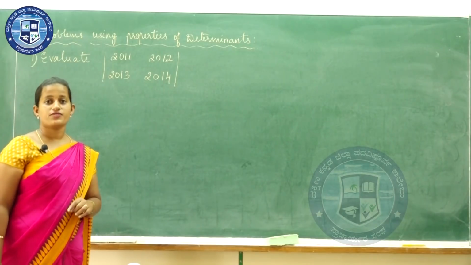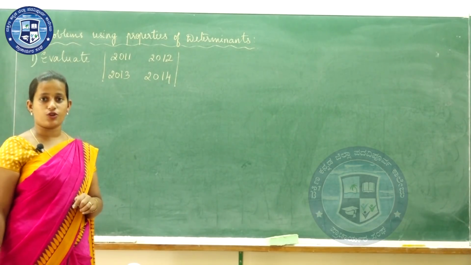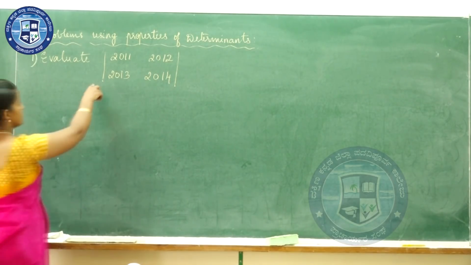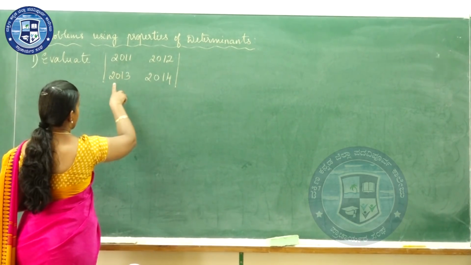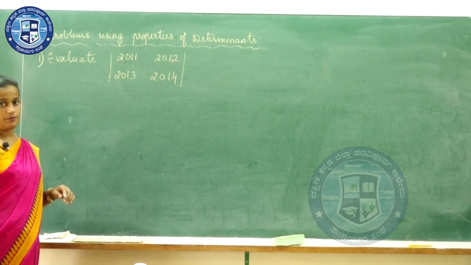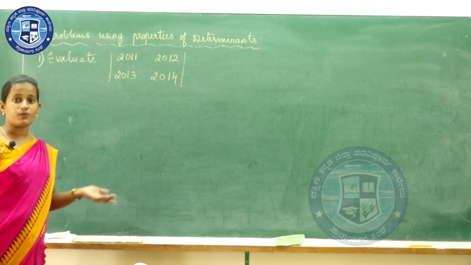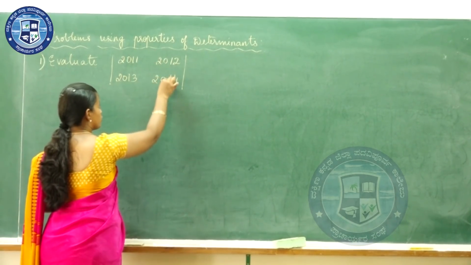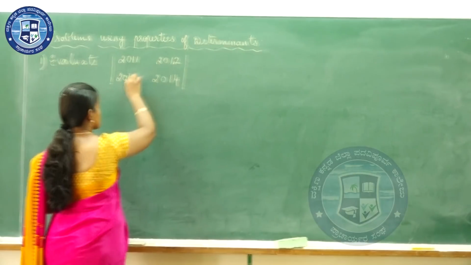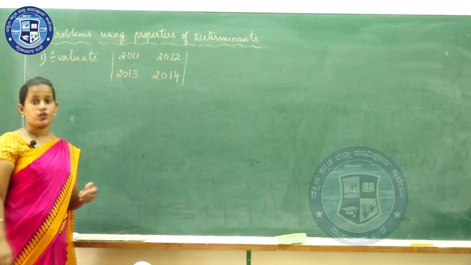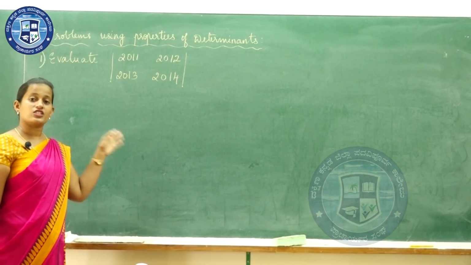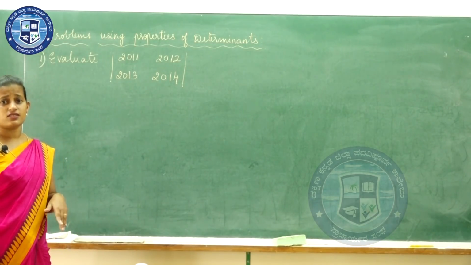We shall now solve some problems using properties of determinants. The first one, evaluate the determinant 2011, 2012, 2013, 2014. Now, without using the properties, how do we evaluate this? 2011 into 2014 minus 2013 into 2012. Those are huge numbers, but using the properties, we can solve this in a similar way.